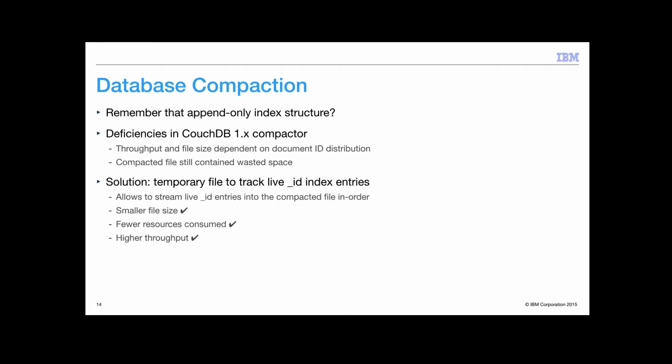So, database clustering, new Photon user interface, the Mango query language, and this rewritten compaction, I think, are four key highlights that I'm really excited to see go out the door with 2.0. So yeah, I think it's an exciting time for CouchDB in general with that release coming out.